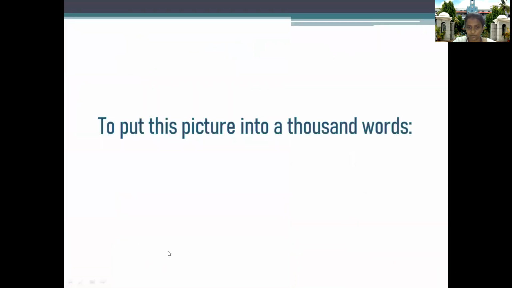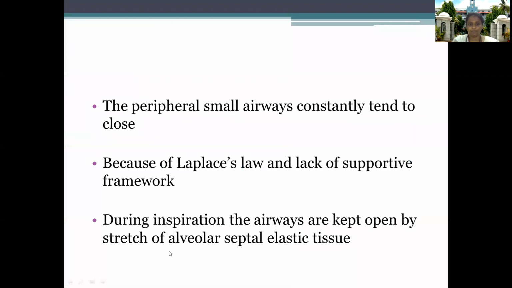To put that picture into words, the peripheral small airways constantly tend to collapse because of Laplace's law and also the lack of a supportive framework. We saw the electron microscope picture of the alveoli, which shows that alveoli are very delicate and don't have any cartilage to act as a supportive framework. So their natural tendency is to collapse on themselves. During inspiration, the airways are kept open because the neighboring alveolar septal tissue pulls them apart and keeps them open.